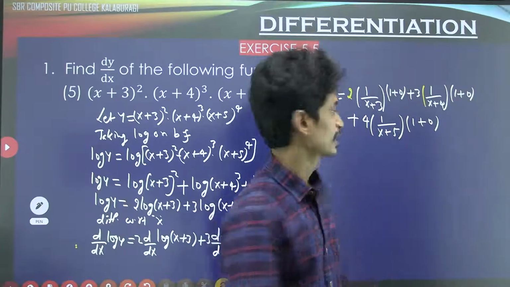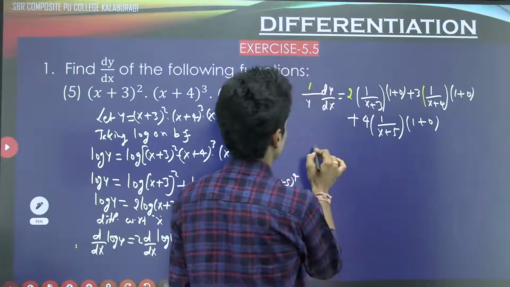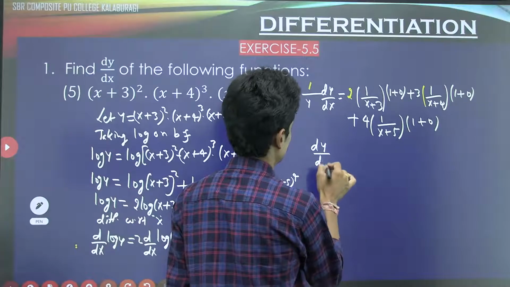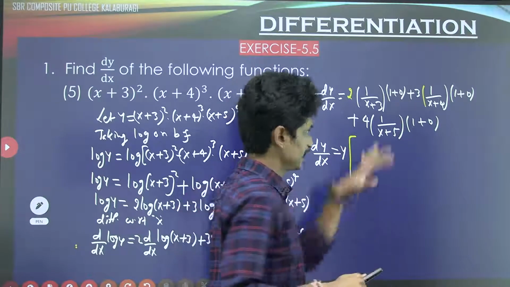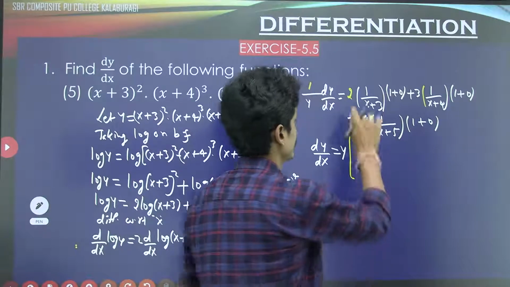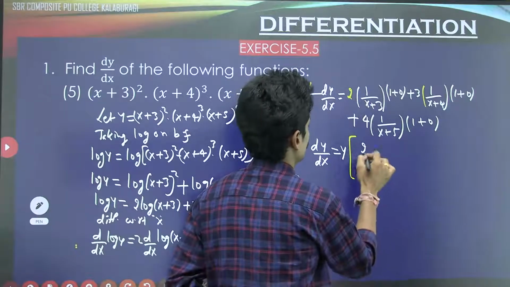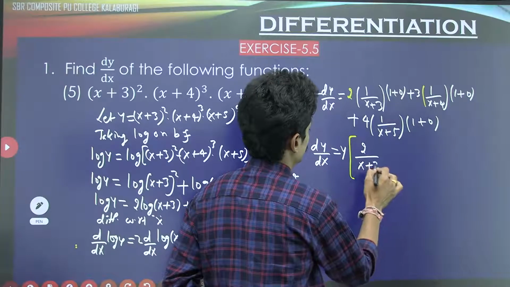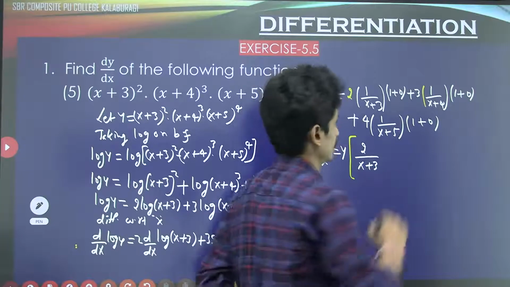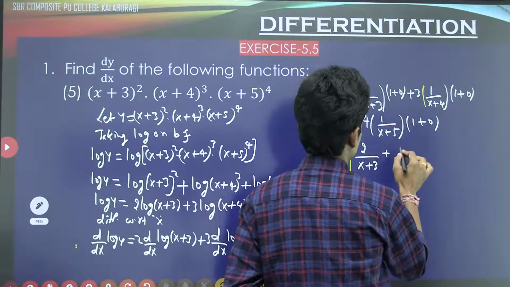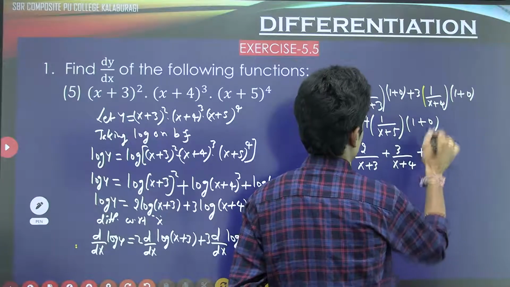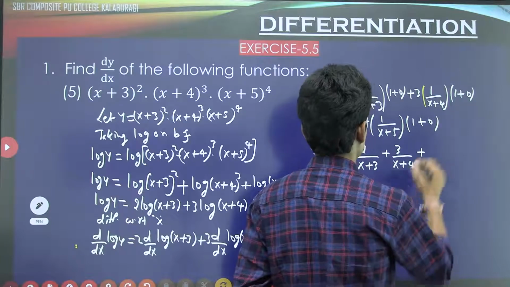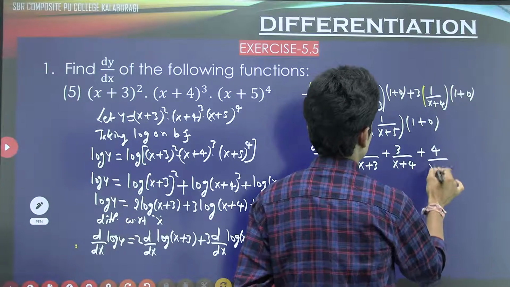Now basic simplification will start from here. This dy divided by dx is equal to, shifting y on the right hand side, remaining everything we have to enclose in one bracket. 2 into 1 will be 2 divided by x plus 3. Clear? Next, plus 3 ones are 3 divided by x plus 4. And next, 4 ones are 4 divided by x plus 5.